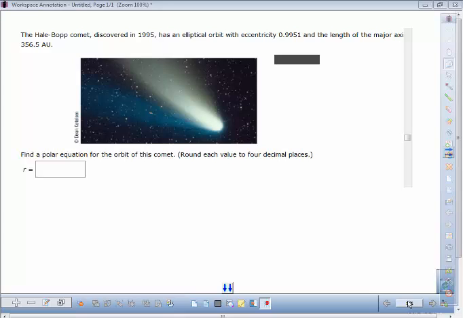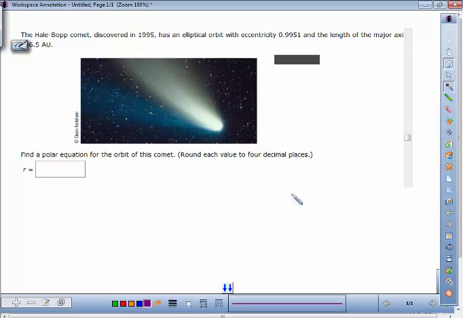They give us information about the eccentricity, and then they also give us information about the major axis, which is 356.5 AU. What's AU? Like astronomical unit? Is it the distance to the sun? AU. So, whatever that is, it's 356.5. And so I think this picture should look something like this.